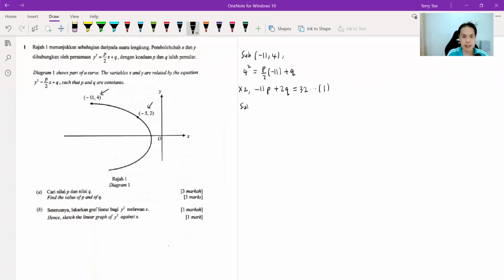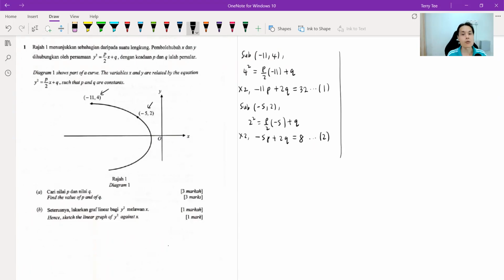Then I substitute the second coordinate, (-5, 2), meaning my y value is 2, I square it, my x value is negative 5, plus q. Now, I do the same thing, multiply by 2 to clear the fraction. So you get negative 5p plus 2q. We know 2 squared is 4, 4 times 2 will give us 8, and that will be equation number 2.